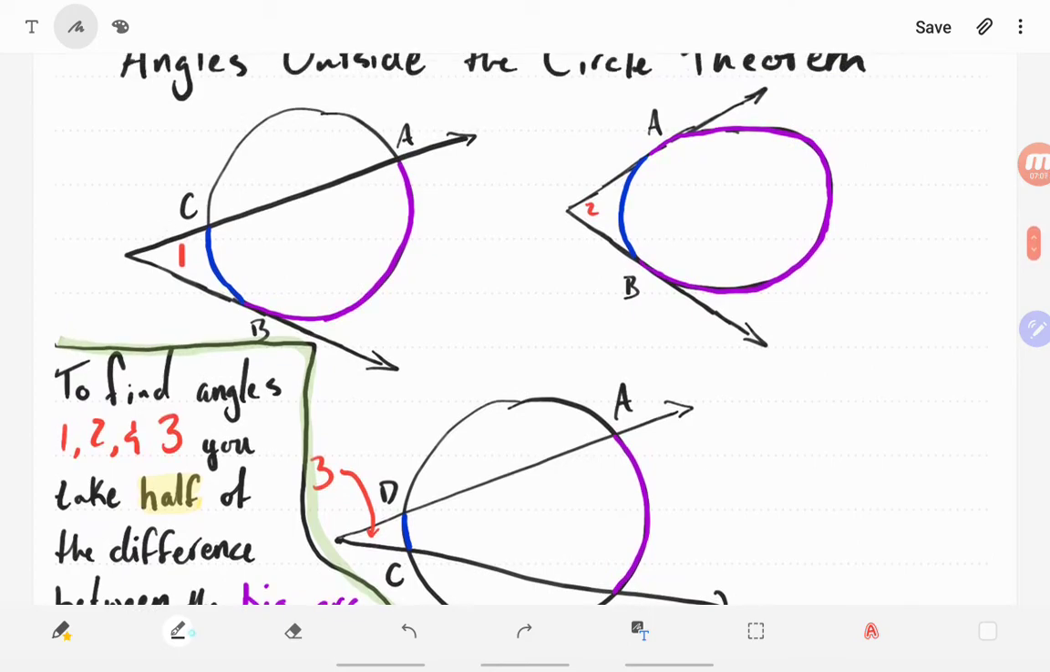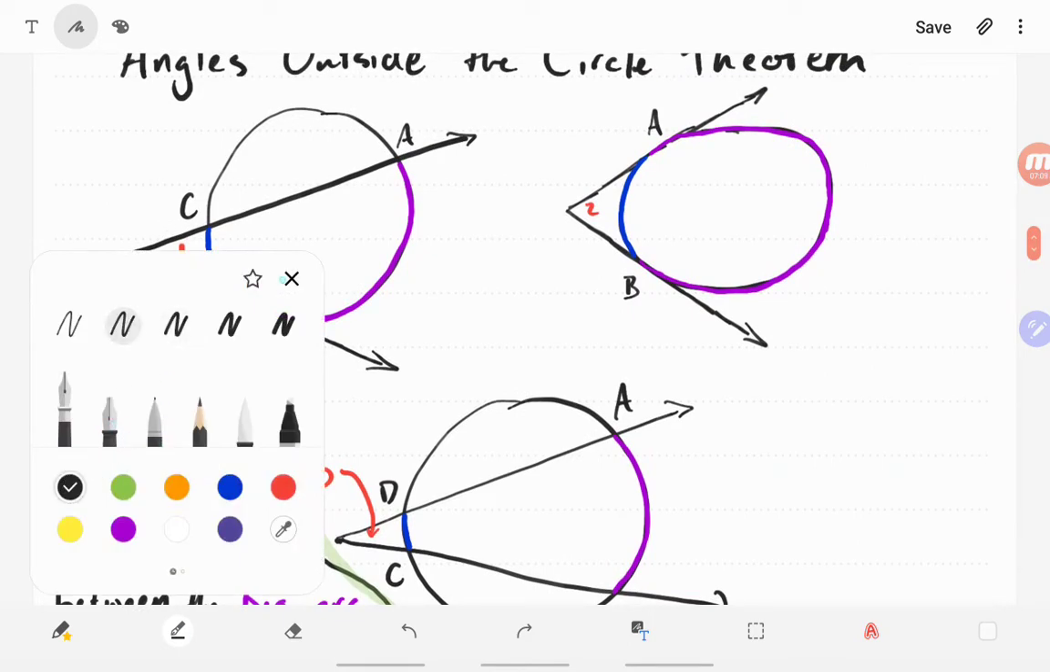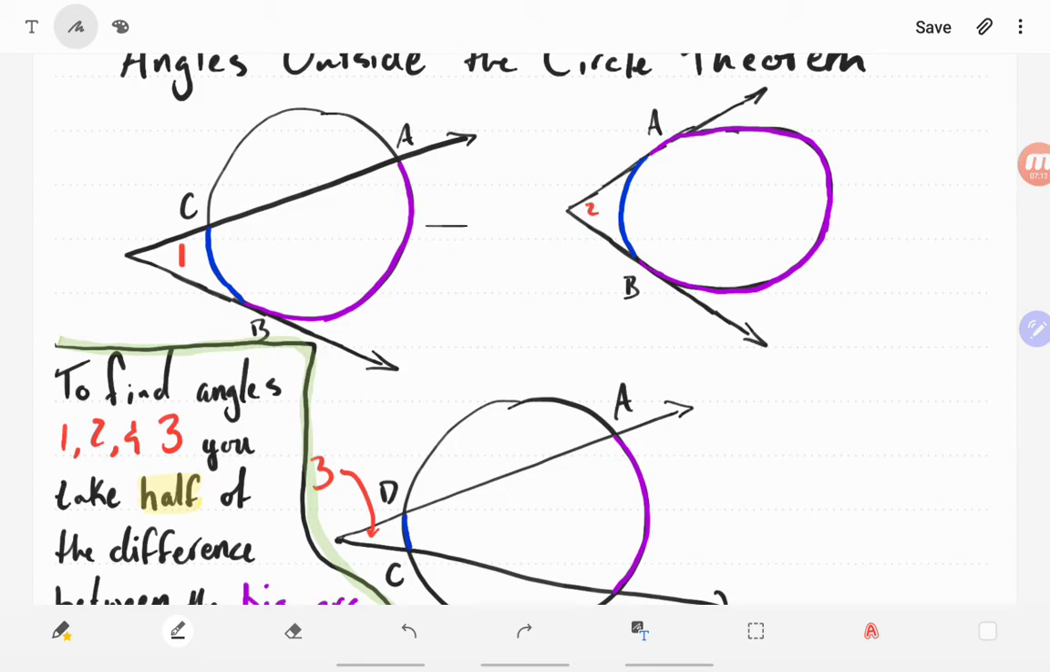So if I wanted to find the measure of angle 1, and I'm going to have to write a little small here, sorry. The measure of angle 1, that's going to be equal to half big arc AB minus small arc BC. That's for this guy over here. If I wanted to find the measure of angle 2, it's going to be equal to 1/2 the big arc AB minus, sorry, we're getting a little small here, minus, oh, well, you know what?